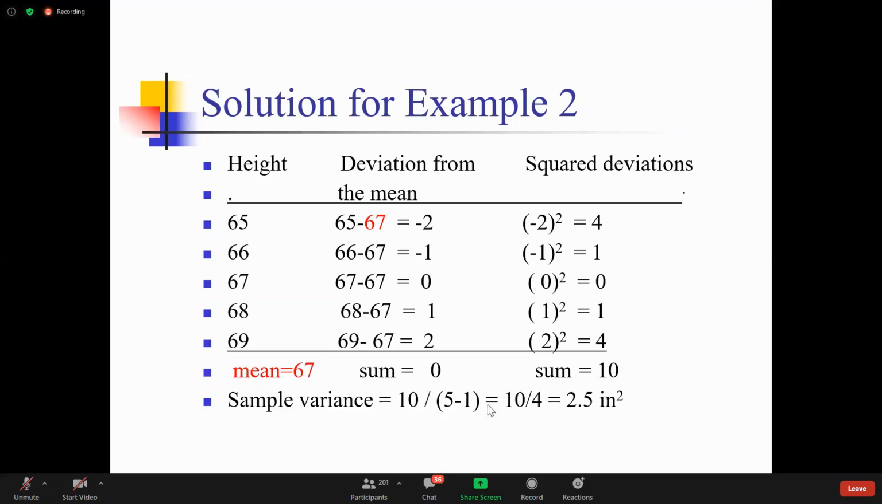You take the 10 divided by, as usual, the average, the sum of the data divided by the sample size. However, in this case, sample size minus 1. So 10 divided by 4, 2.5 inches. So we'll say that for this data set, the measure of variability is 2.5 inches. Remember, the unit is inches squared, because all of those are squared. Okay? Any questions? Is that clear now?